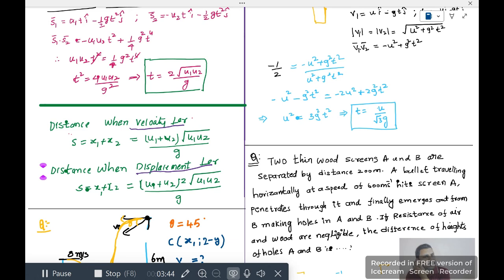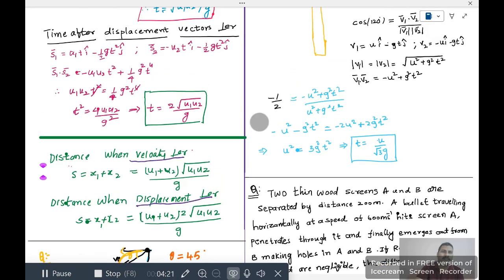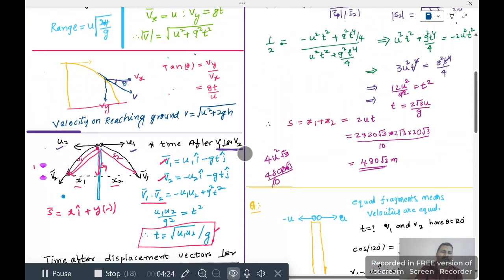Similarly, when displacement vectors are perpendicular, the distance between those two particles is u1 plus u2 into t, where t is equal to 2 root u1 u2 by g. When velocity vectors are perpendicular, t is equal to root u1 u2 by g. Distance we find out. Displacement vectors are perpendicular means after what time, you find out. And velocity after what time, and at any instant velocity. And next, the original projection quantities, all quantities, how to derive.